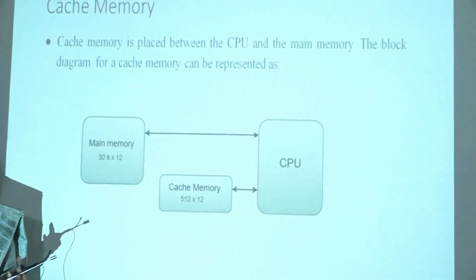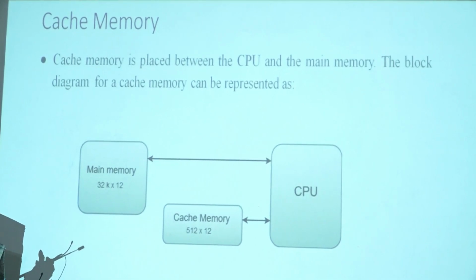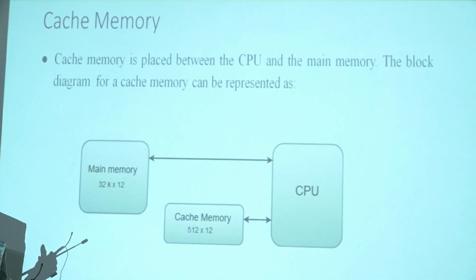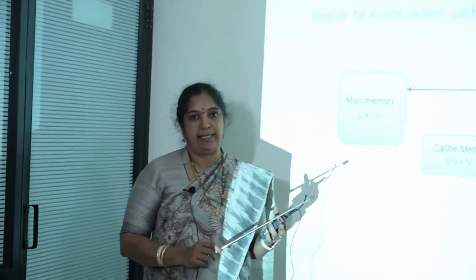Hello everyone. Today let us discuss cache memory. Already in the memory hierarchy we have discussed various levels of memory. Cache memory is the fastest memory which the processor can access.